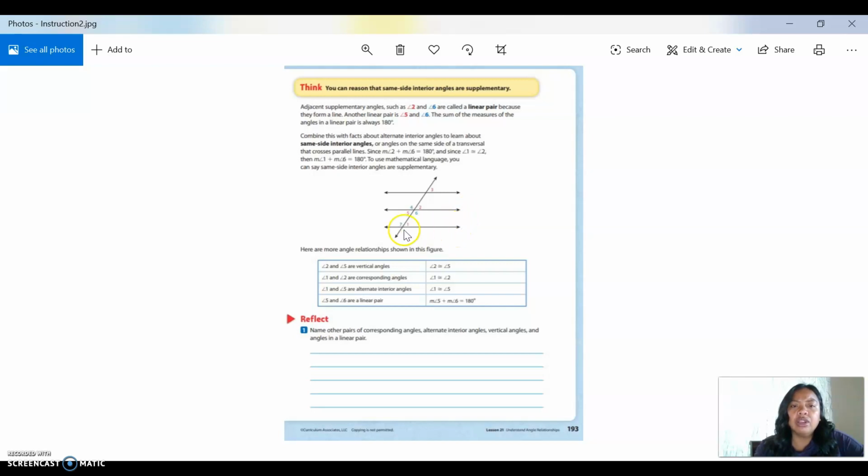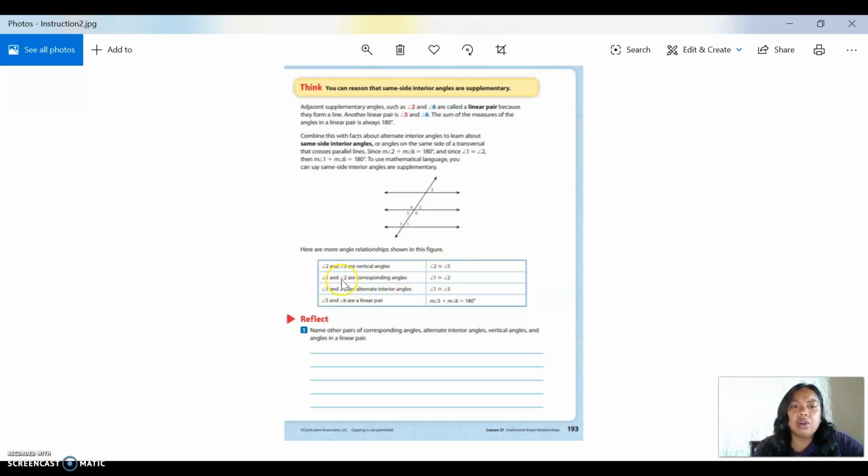Okay, so looking at this figure here, you have angle 2 and angle 5. Here's angle 2 and angle 5, and they're across from each other. We call those vertical angles. And those vertical angles are congruent. There's a symbol that they use for congruency right there. It's like an equal sign with a little squiggly thing on top.